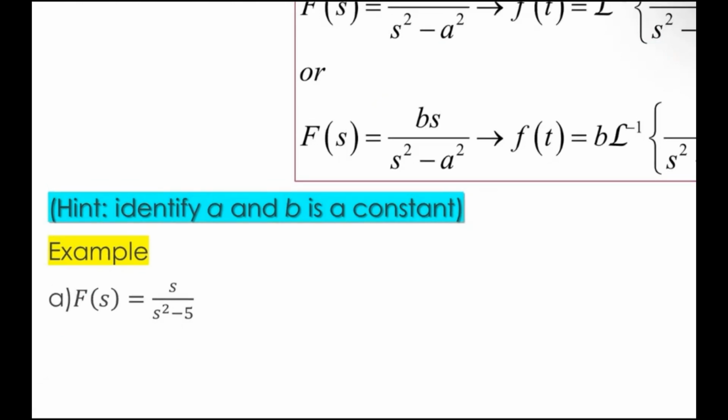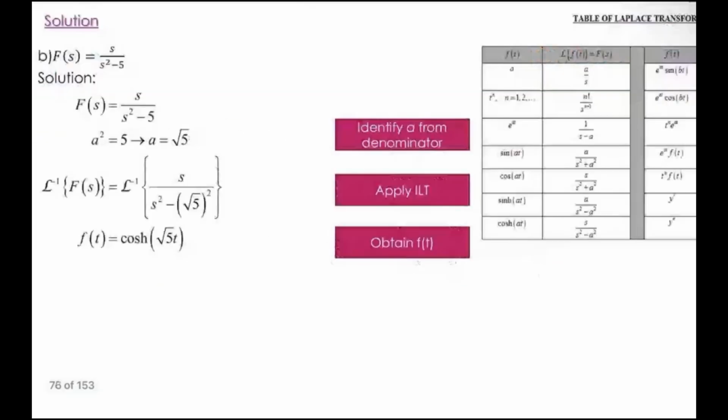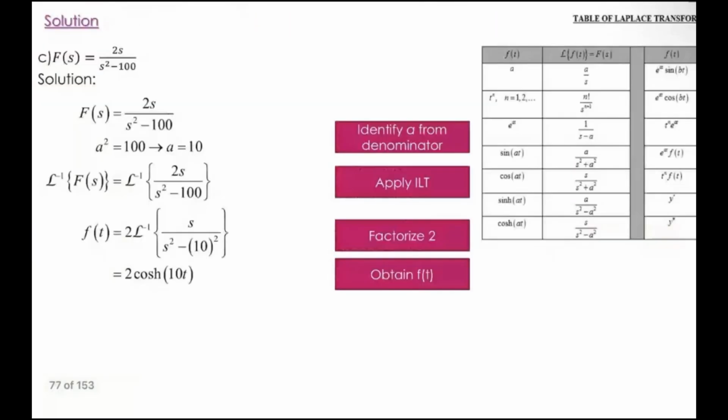So as in this equation, you need to rewrite it as the inverse Laplace of s over s squared minus, here it is supposed to be a squared, but we have 5. That means here we have the square root of 5 squared. So here we have cosh square root of 5 t.